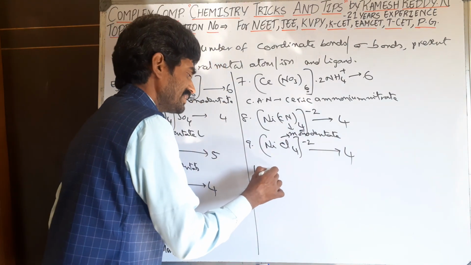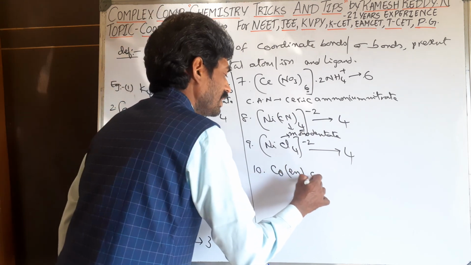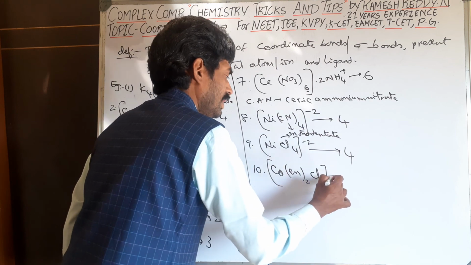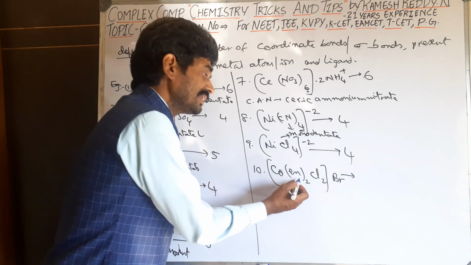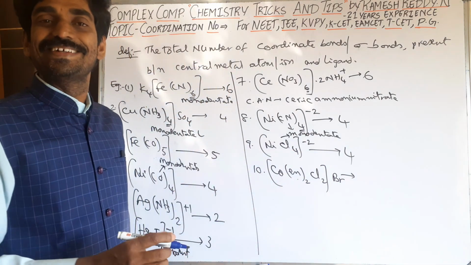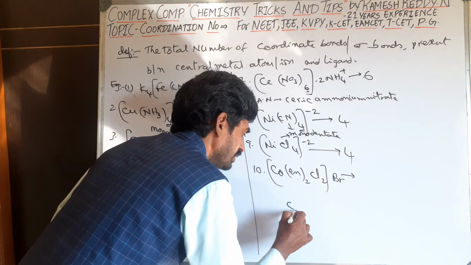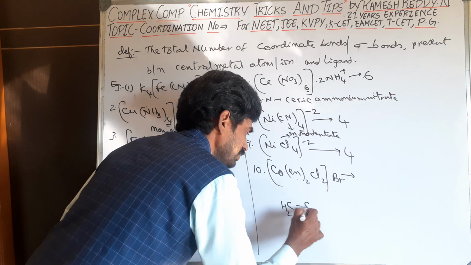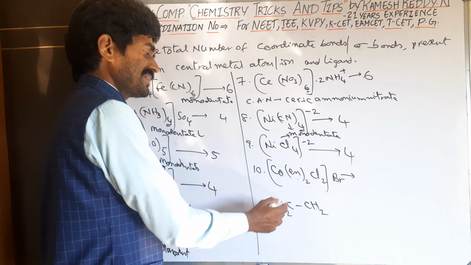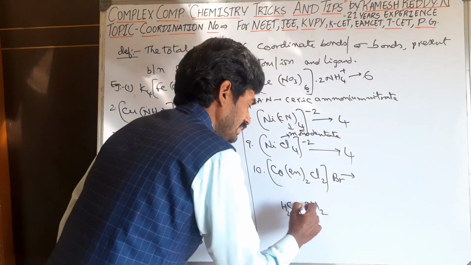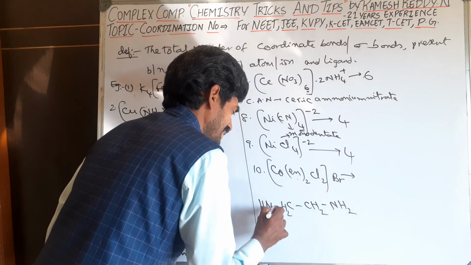Next one. Continue here, cobalt en taken twice and Cl2, outside bromine is present as a counter ion. In this case, en is ethylene diamine. It is a ligand. Just to represent the structural formula, ethane is CH3 single bond CH3, and ethylene is CH2 double bond CH2. Here one pi bond is replaced by NH2, two are there, one this side.